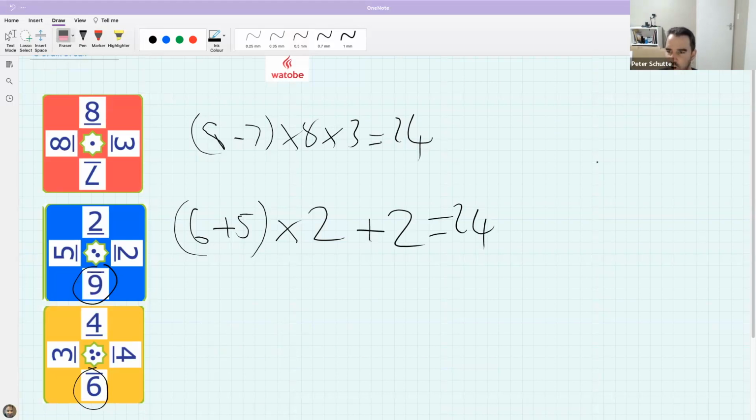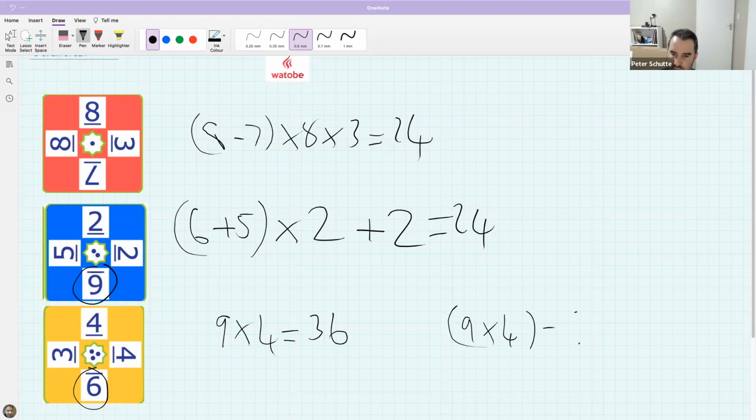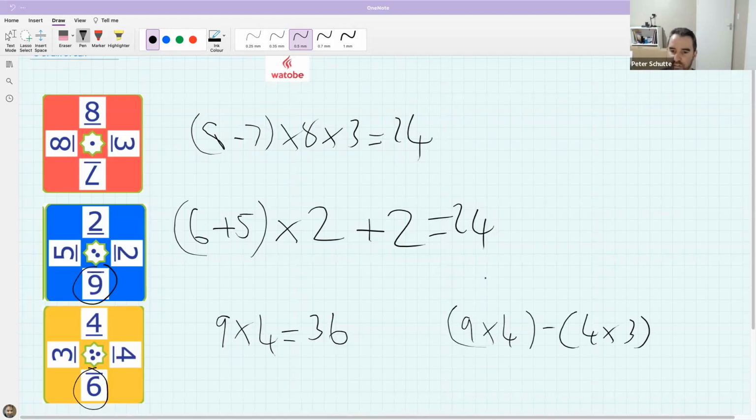Okay, before I bring this to a close, anybody want to have a crack at yellow? Nkosi has said 9 times 4 is 36, and then 36. Oh, well done. Yes. Oh, that's a hard one. So 9 times 4 is 36 minus 4 times 3, which is 12. So we have 36 minus 12, and that gives us 24. And then I see Paul has also got the blue one there in another sneaky way.